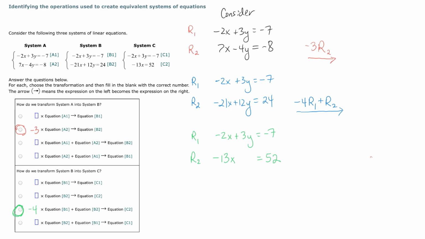That's an explanation of what's going on with these vocabulary questions. These are really vocabulary questions. So make sure you understand elementary row operations, memorize them, and you'll be using them over and over and over and over again. All right, let's move on.